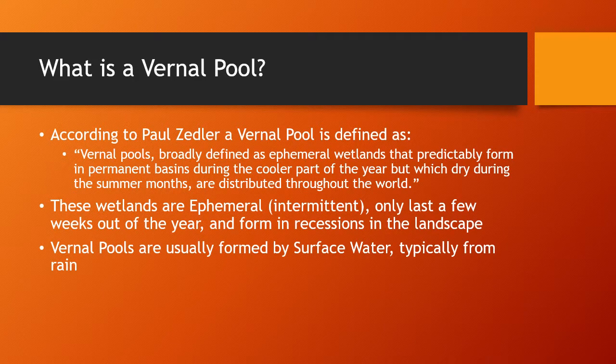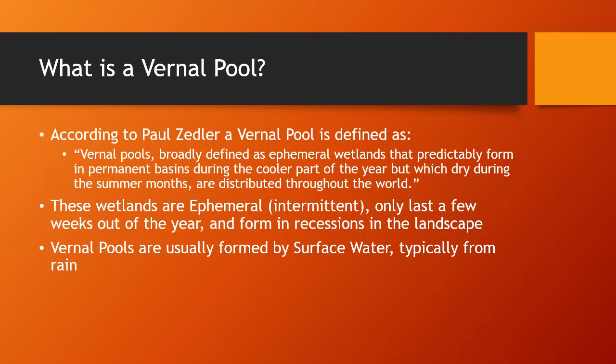So first off, let's go ahead and define a vernal pool. According to one of the leading experts on vernal pools, Paul Zedler, a vernal pool is defined as an ephemeral wetland that predictably forms in permanent basins throughout the cooler part of the year, but which stays dry during the summer months, and is distributed throughout the world.